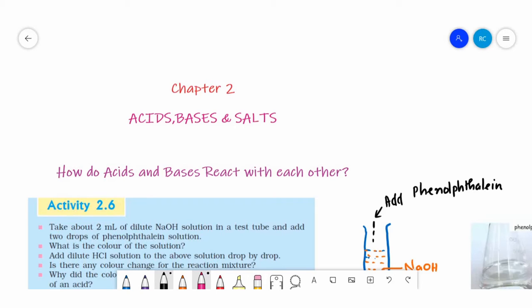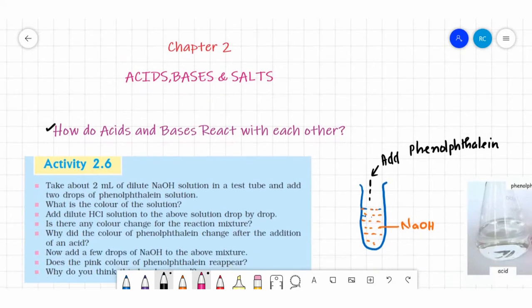Today we will discuss Chapter 2, Acids, Bases and Salts. And my topic today is how do acids and bases react with each other? Or what will happen if an acid is mixed with a base? What kind of reaction is this? Okay, now let us see this experiment first.